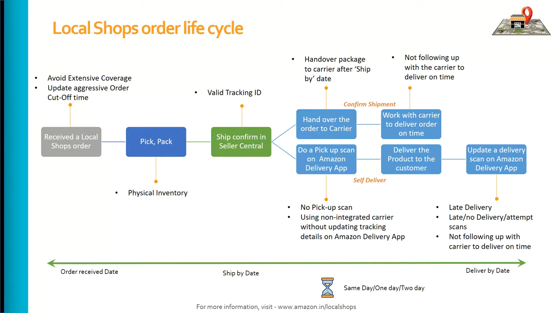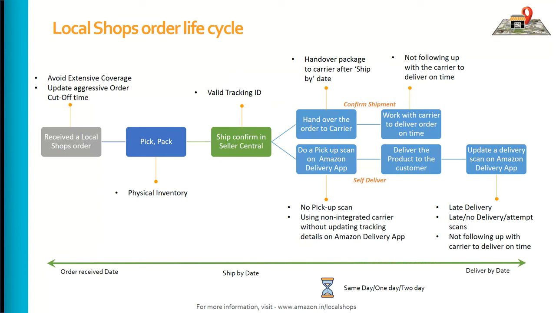Along with that, dear sellers, it's very important to update aggressive order cutoff time. We'll be discussing more about aggressive order cutoff time in the further slides, so let's move ahead and let me explain to you the order life cycle of a local shop's order. Once you receive a local shop order, the very next thing that you do is pick and pack the order from your existing physical inventory.